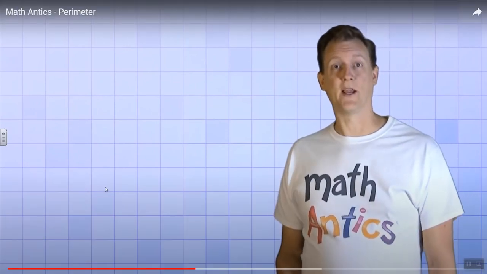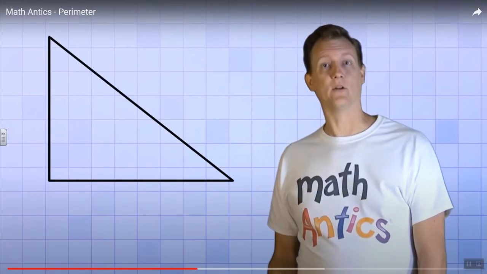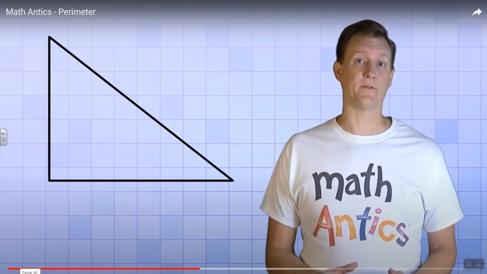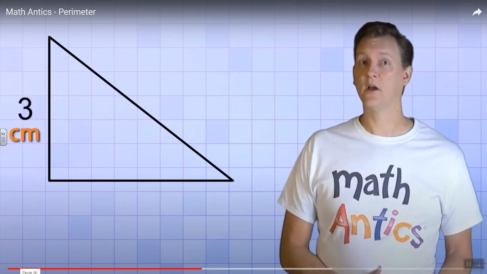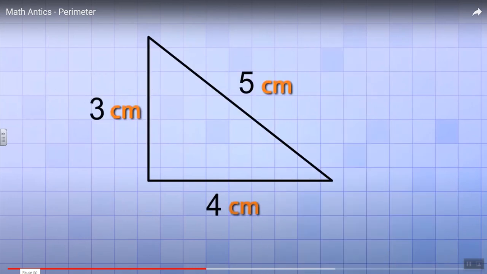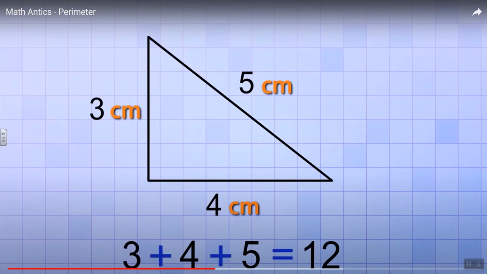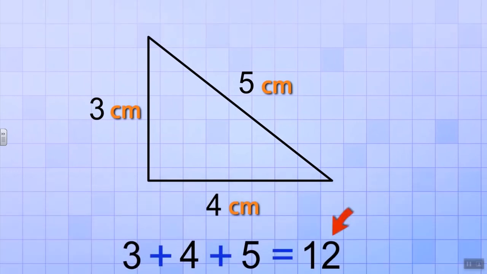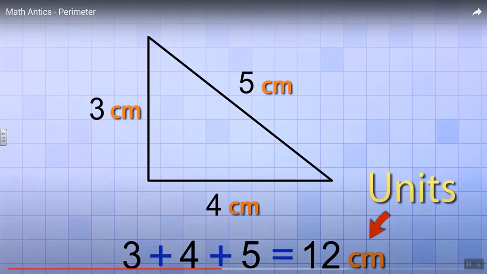The first polygon we'll try is a triangle. This triangle has three sides that are each a different length: 3 centimeters, 4 centimeters, and 5 centimeters. Now, to find the perimeter of the triangle, all we have to do is add up the lengths of those three sides. 3 plus 4 plus 5 equals 12. But don't forget, it's not just 12, it's 12 centimeters. Always remember to also put down the units of the perimeter. Okay, that was easy. Let's try another one.